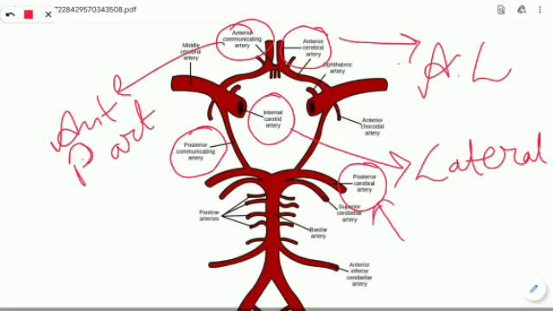Okay. Now the circle is completed posteriorly by the bifurcation of the basilar artery. I will show you in a 3D picture. There are two, the right posterior cerebral artery and the left posterior cerebral artery.